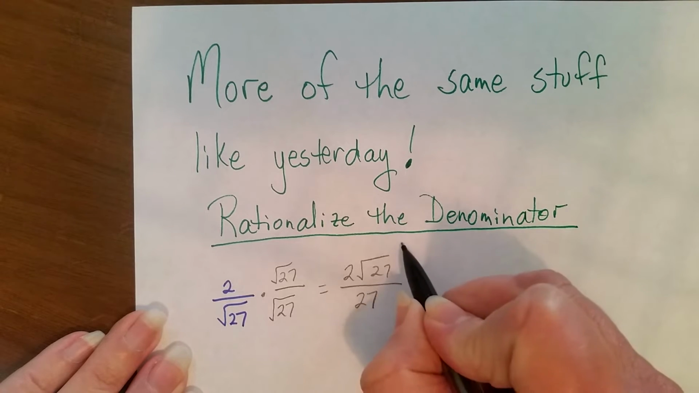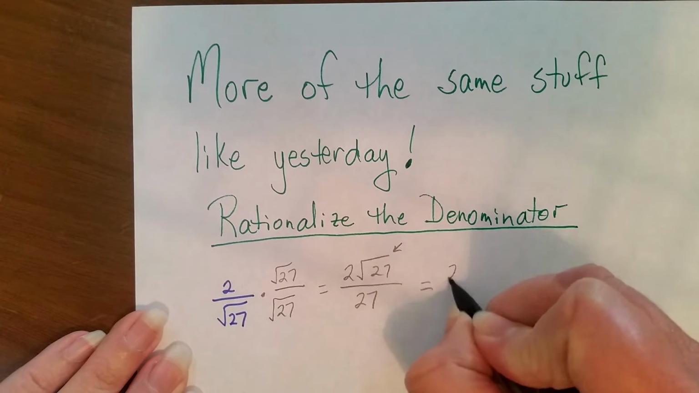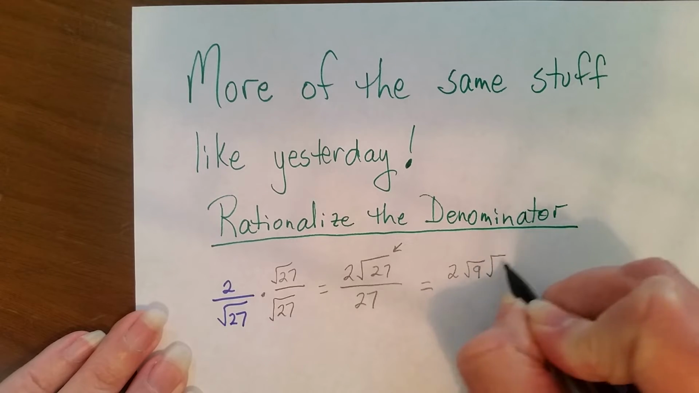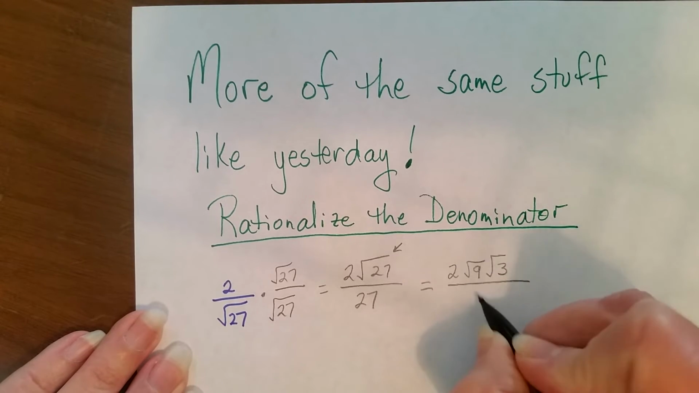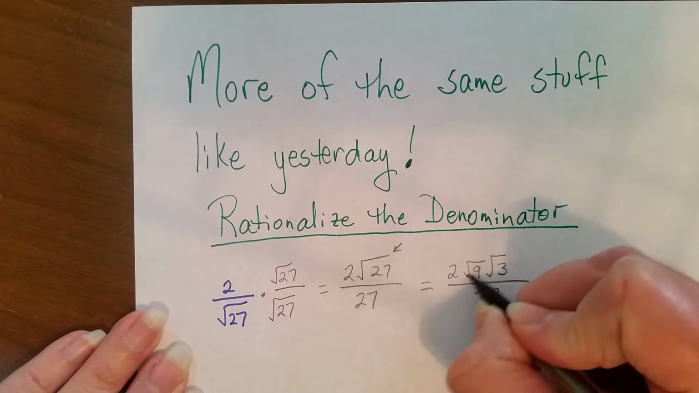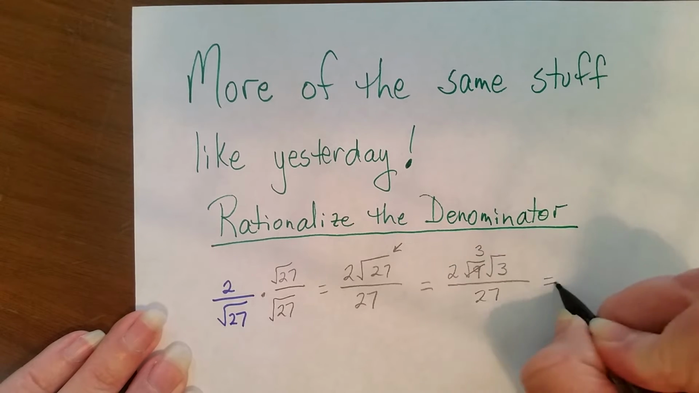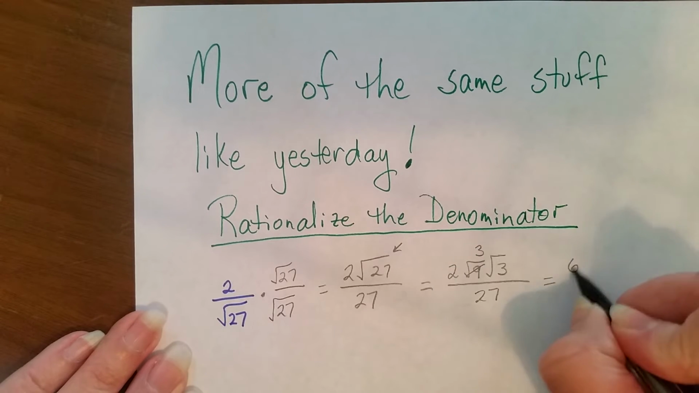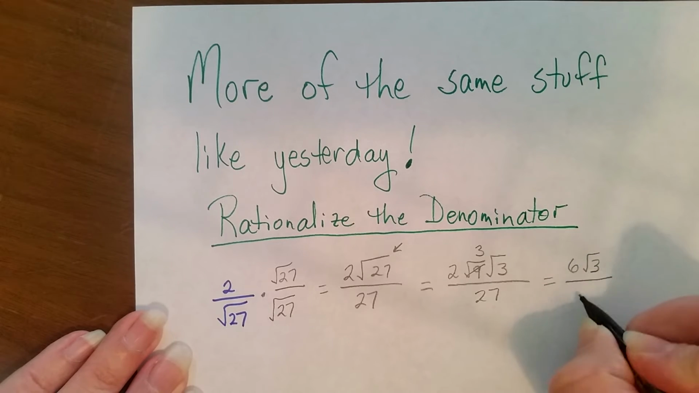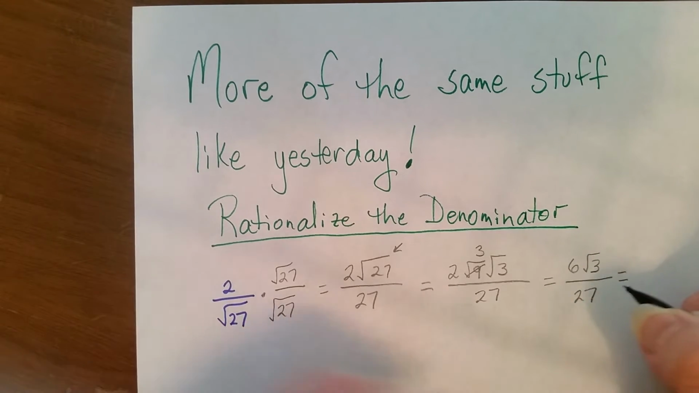And then they would simplify this, so that would be 2 and then root 9 and root 3 all over regular 27. Now the square root of 9 becomes a 3, so I have 2 times 3 is 6 root 3 over 27, and then they simplified.